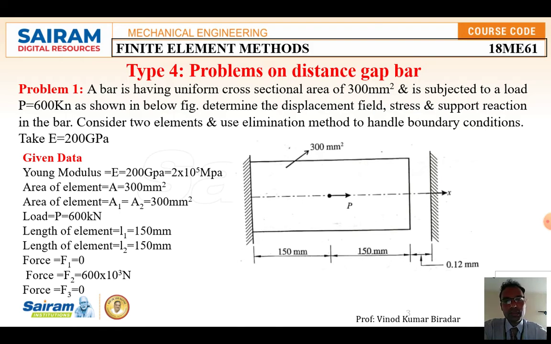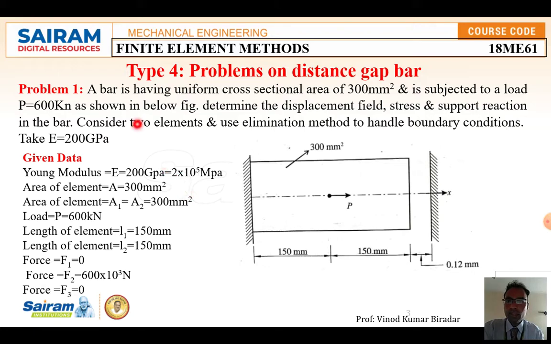That is the distance gap. This is a most important problem, so many times in examinations they may ask this type of problem. That is the type 4 problem on distance gap. Distance gap is nothing but, an element will be there, and they will fix this element at some distance, that is some 0.12, 0.15 mm, like that. So here, I will read the question they have given.